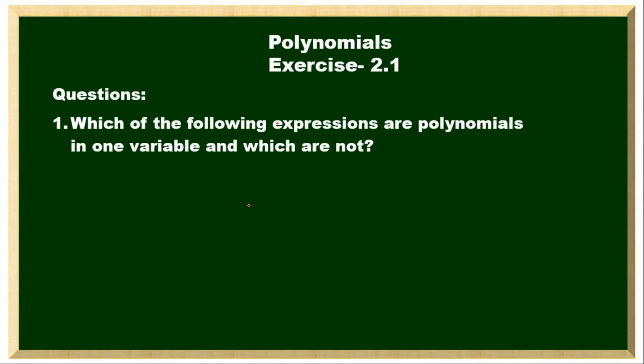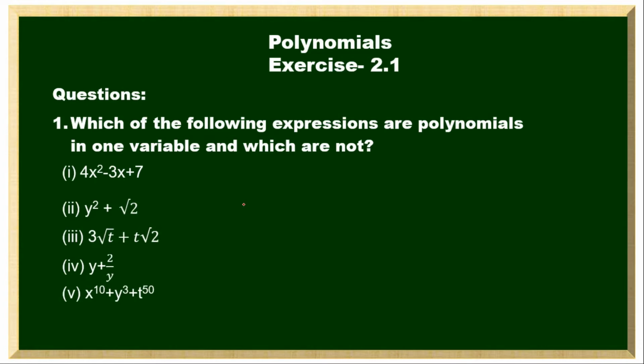The first question: which of the following expressions are polynomials in one variable and which are not? Under this, we have 5 expressions. Let us see the first one: 4x square minus 3x plus 7. In this expression, we have 3 terms: 4x square, 3x and 7.